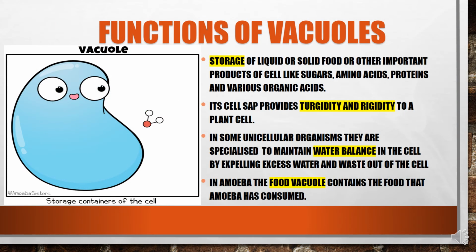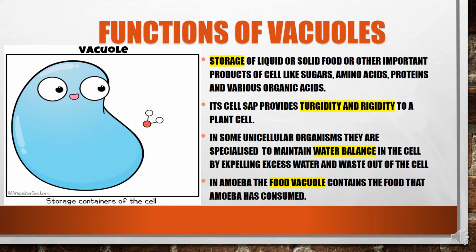Now the functions of vacuole. As we have discussed, these are the storage sacs. Meaning these are bags inside which you can store anything. They actually help to store liquid or solid food or other important products of the cell like sugars, amino acids, various types of proteins, and various organic acids. So all these important materials which are required for the cell are stored in these vacuoles.